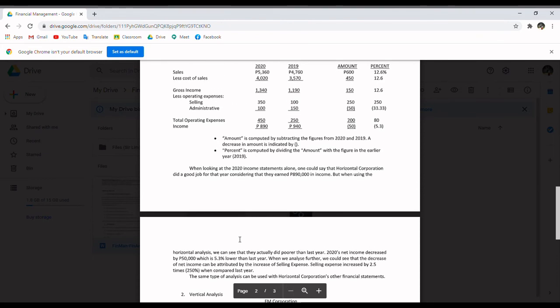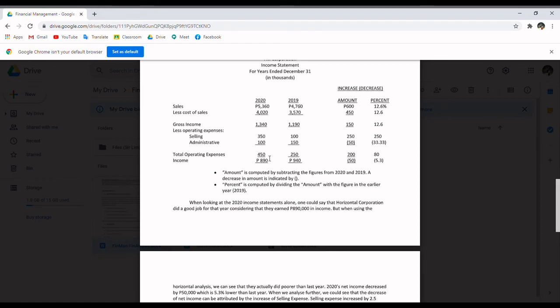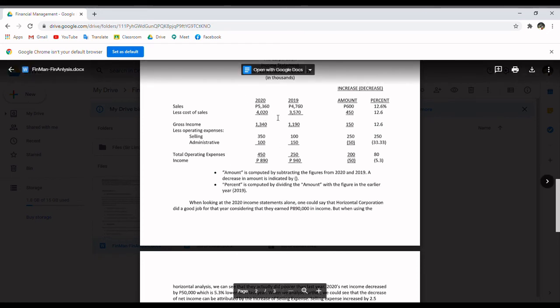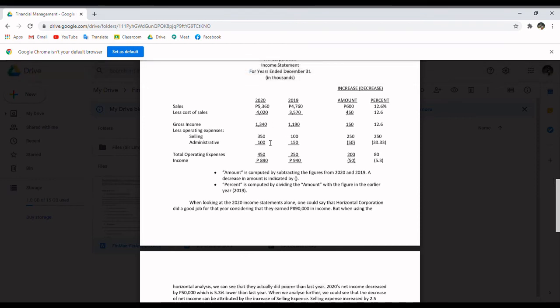So as we can see, the increase of sales from 2019 to 2020 is offset by the increase in selling expense. So maybe the company increased its sales by investing in a more expensive selling plan.